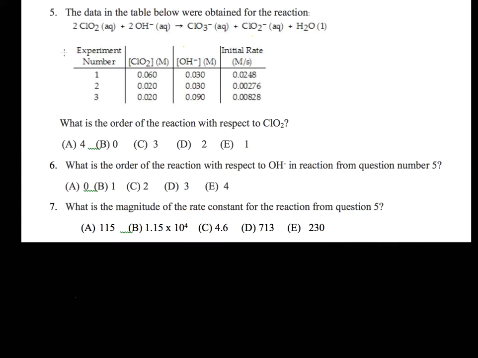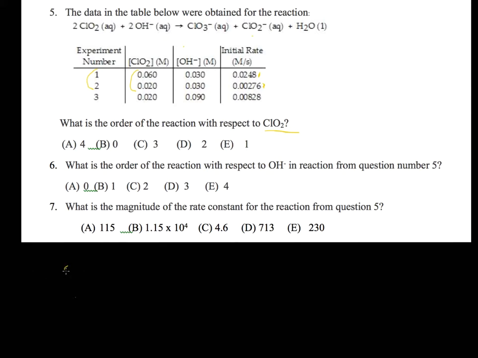Here, we'll start with number 5, which asks what the order of the reaction is with respect to ClO2. To find the order of the reaction, we want to look at experiments 1 and 2 and the initial rates in molar per second, because these are where there's a change in molarity for ClO2. So we first want to find the value of the change here.